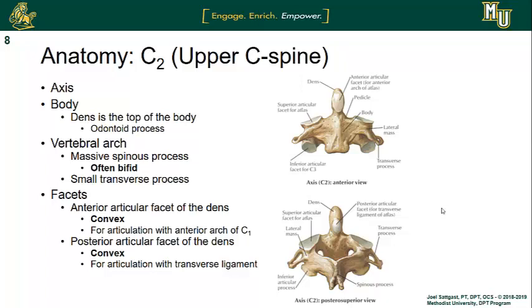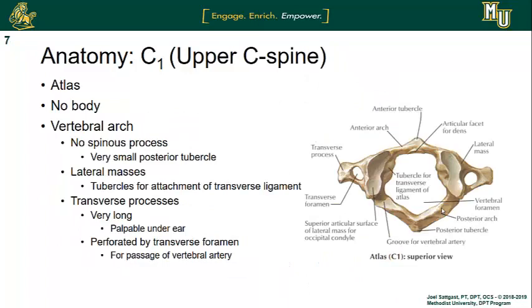However, we also then have the anterior and the posterior articular facets of the dens. And both of these are convex, right? And so why this matters is this is where we get most of the rotation in the cervical spine. It's between the C1 and C2 vertebra, and it's this dens kind of spinning against the C1 vertebra.